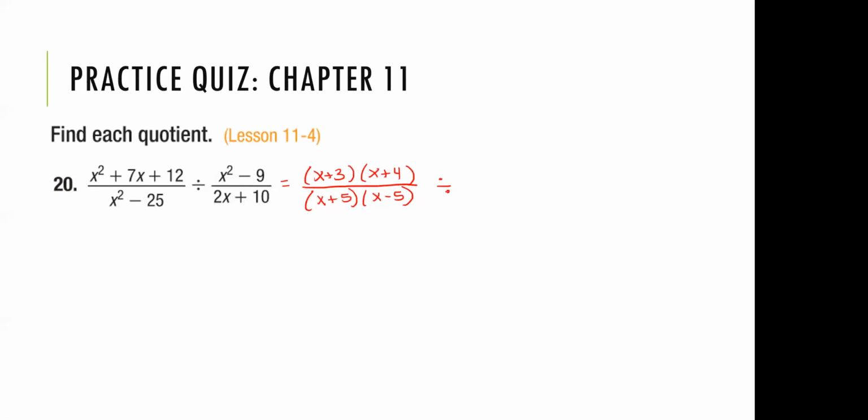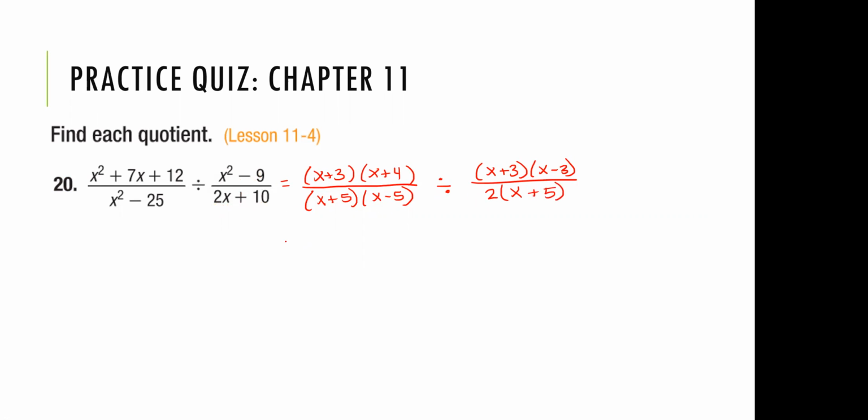And divided by, over here I have a difference of two perfect squares, x squared minus 9. So that's x plus 3 times x minus 3. And then in my denominator, I have a common factor of 2. So 2x divided by 2 is x, and 10 divided by 2 is 5.